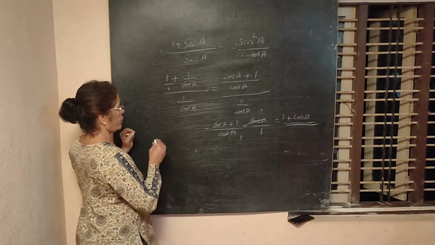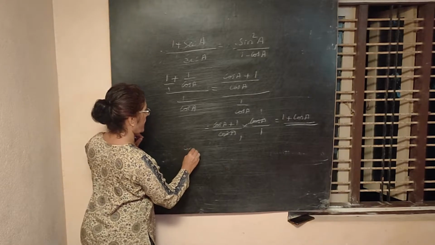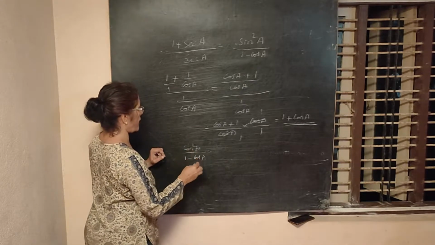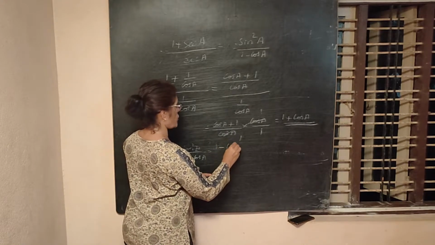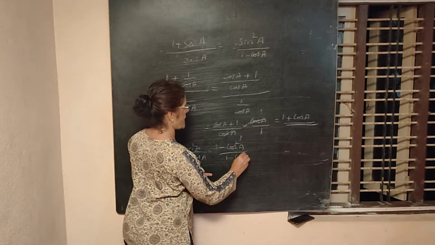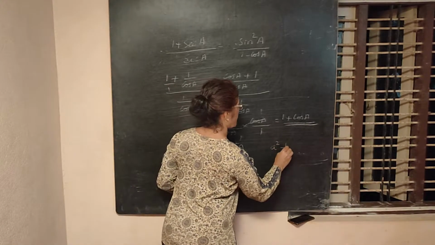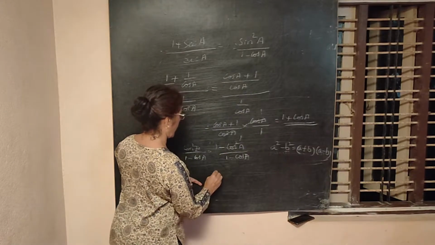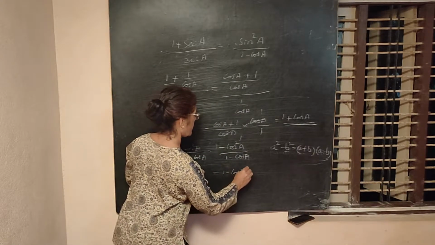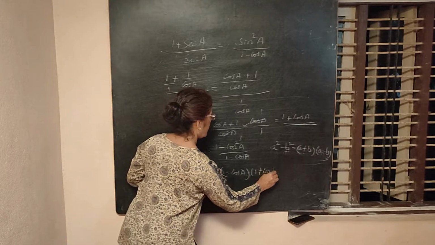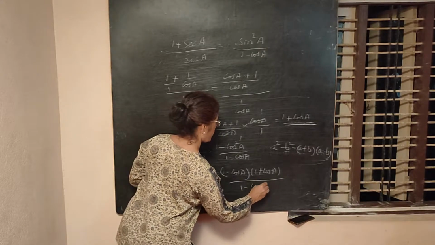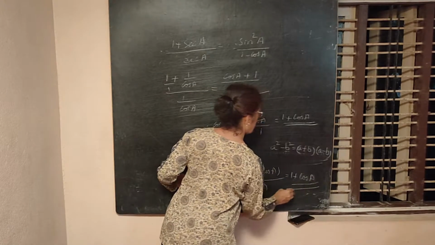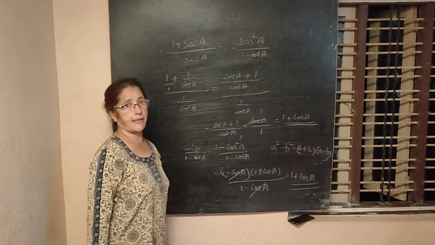Now let me take the right hand side, sin square A divided by 1 minus cos A. I can write sin square A as 1 minus cos square A divided by 1 minus cos A. I can use the identity A square minus B square is equal to A plus B into A minus B. So 1 minus cos square A I can write as 1 minus cos A into 1 plus cos A, divided by 1 minus cos A. 1 minus cos A cancels, so 1 plus cos A. That is the answer we got from the left hand side as well as the right hand side.